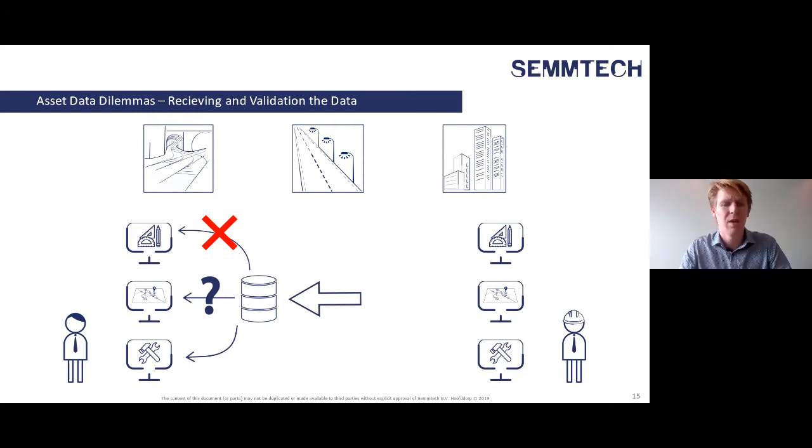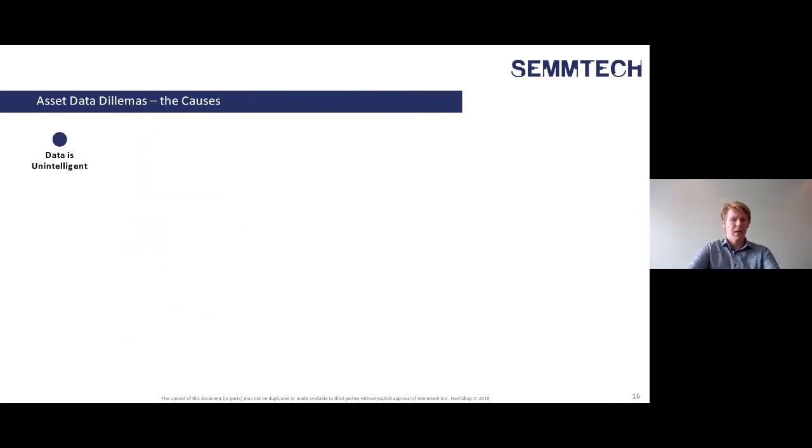This is another very clear example of issues that we see with regards to asset data management in the various industries. Now, what at the core are the causes for these issues? Well, first, we identify that the data is unintelligent.